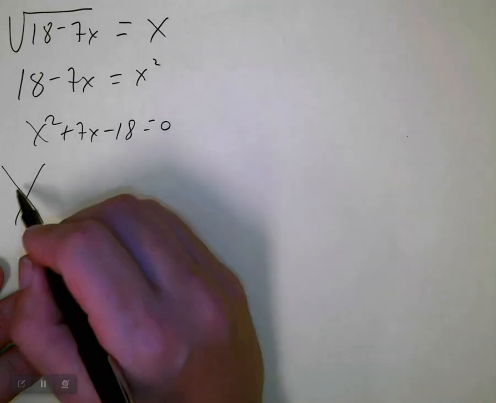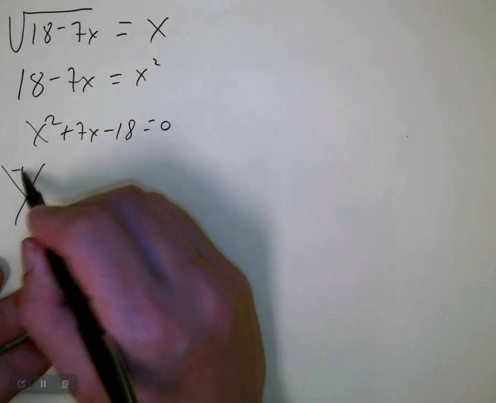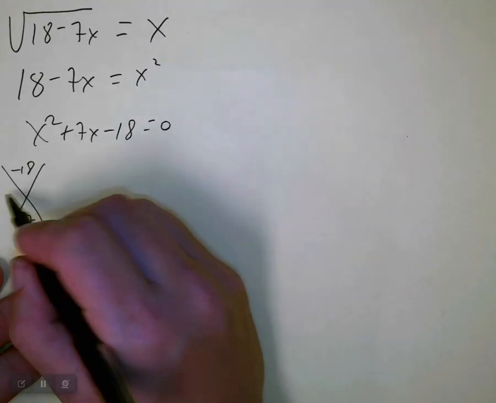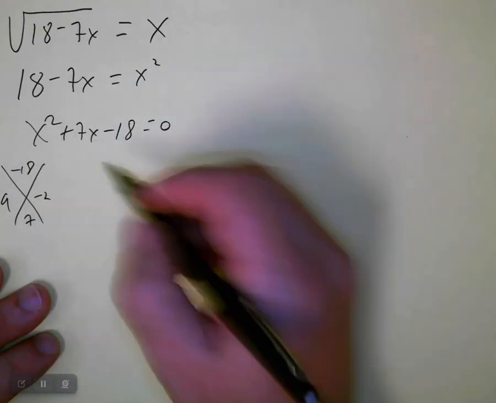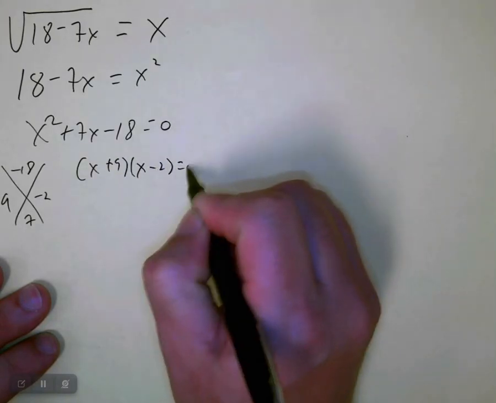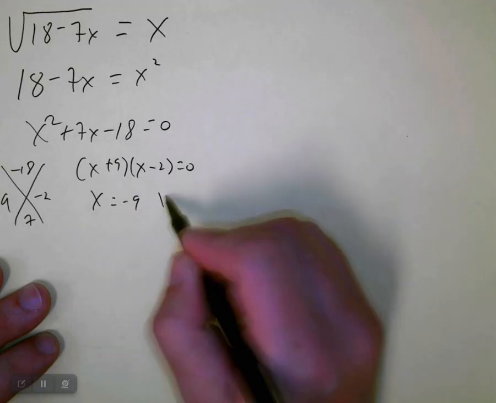negative 18 that add up to negative 7? I think that's 9 and negative 2 or something like that? Yep. So then this is x plus 9, x minus 2 equals 0. So x equals negative 9 and x equals 2.